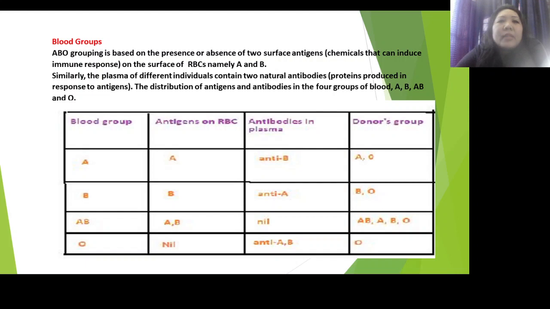Blood group A: antigen on RBC A, antibodies in plasma anti-B, donors group A and O. Blood group B: antigen on RBC B, antibody in plasma anti-A, donors group B and O. Blood group AB: antigen on RBC A and B, antibodies in plasma nil, donors group AB, A, B, and O. Blood group O: antigen on RBC nil, antibodies in plasma anti-A and B, donors group O.